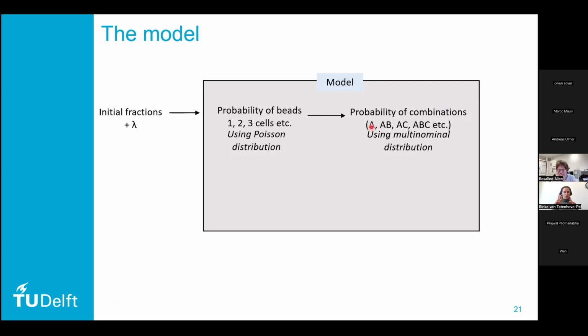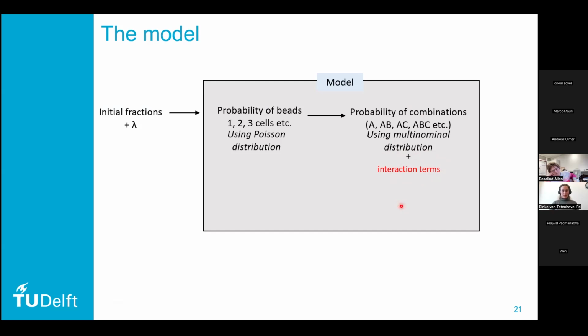This depends on 2 things. It depends on the fraction of A, B, and C we had in the beginning, and the number of droplets with 1, 2, or 3 cells. So we have a Poisson distribution and we have a multinomial distribution. And then this probability of the different combinations, combined with certain interaction terms, will give us the final fractions.